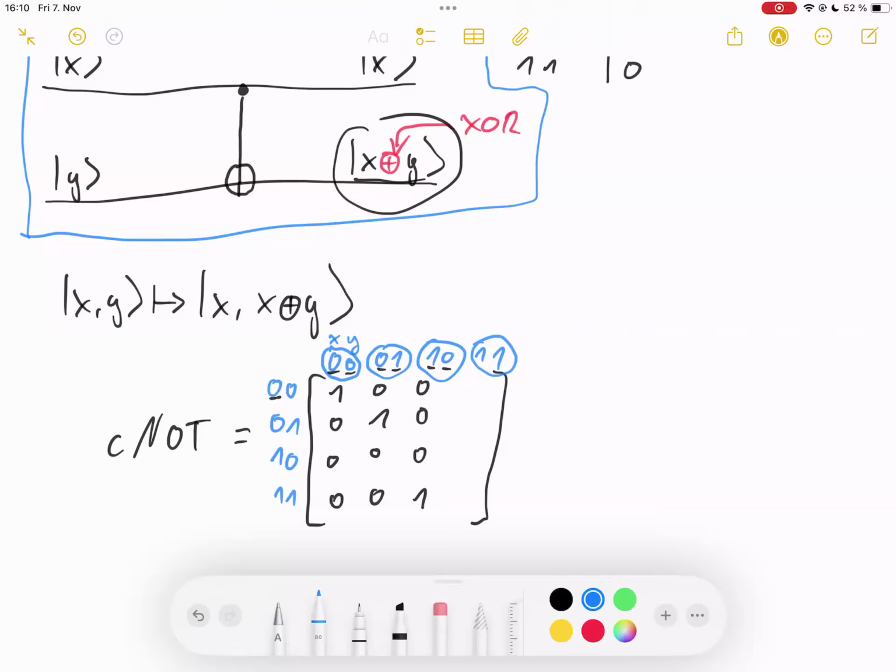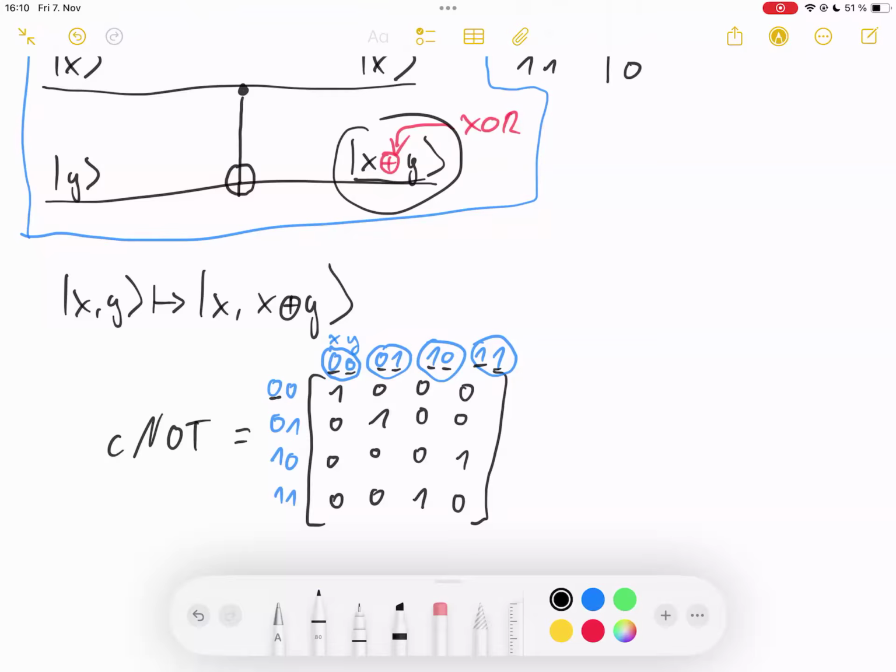And back here, we can also think about this matrix. This 1 doesn't change. It's the first input, so it will be the first output. But then we have this is our y, and 1 XOR 1 is 0. That's why I put it in here. So this is my matrix representing the CNOT gate.